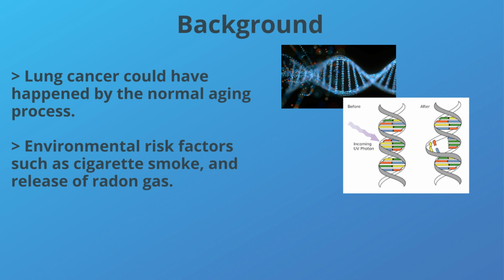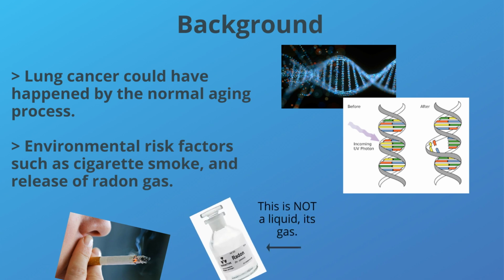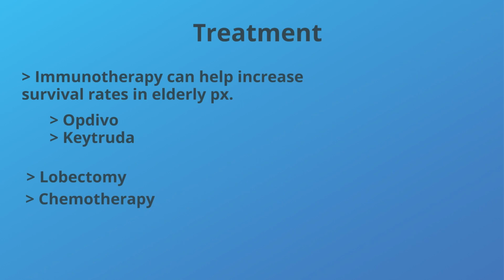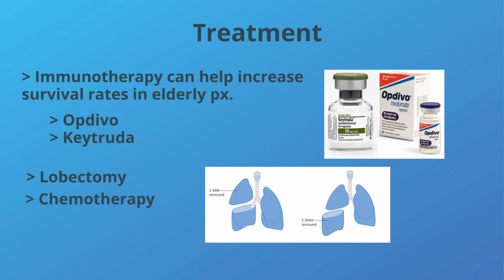However, environmental risk factors are also another cause of lung cancer, such as cigarette smoke and the release of radon gas. Immunotherapy such as Opdivo and Keytruda can help increase survival rates in elderly patients, especially if they have metastatic lung cancer. Lobectomy, the removal of the lobes, and chemotherapy can help too, but there are complications of all these.